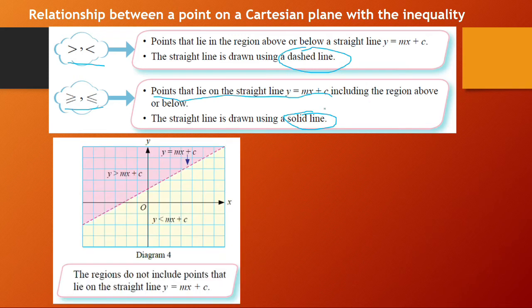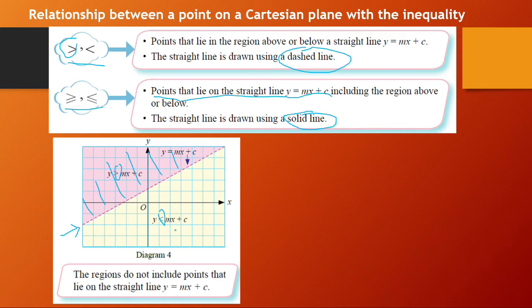Okay, what does it mean over here? You can look at the graph given. This is the line of y equal to mx plus c. This part here is y greater than mx plus c. Why do we use a dashed line? Because it is greater than, because of this symbol, greater than, less than. So we use a dashed line. The region does not include the points that lie on the straight line y equal to mx plus c, meaning that it does not include the points here. It can only be the points on top of the line and at the bottom of the line.